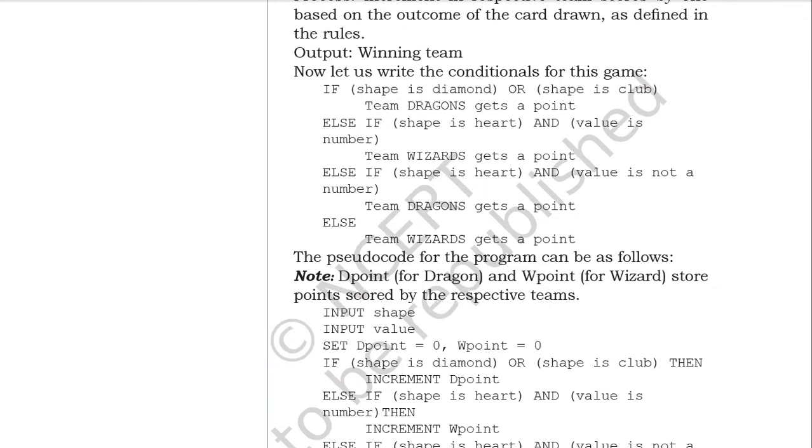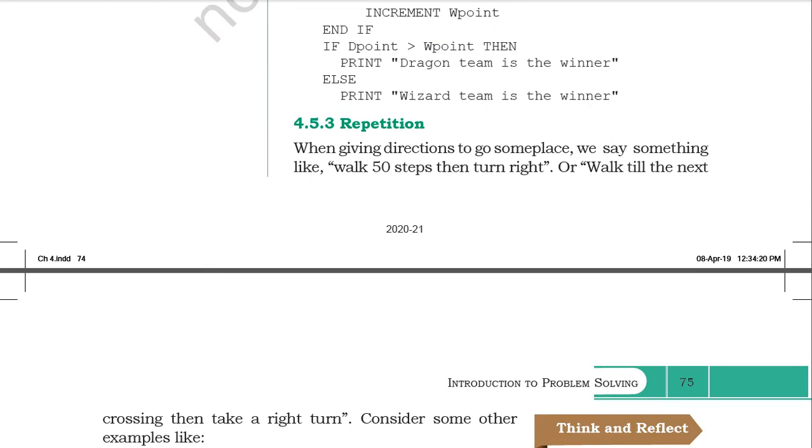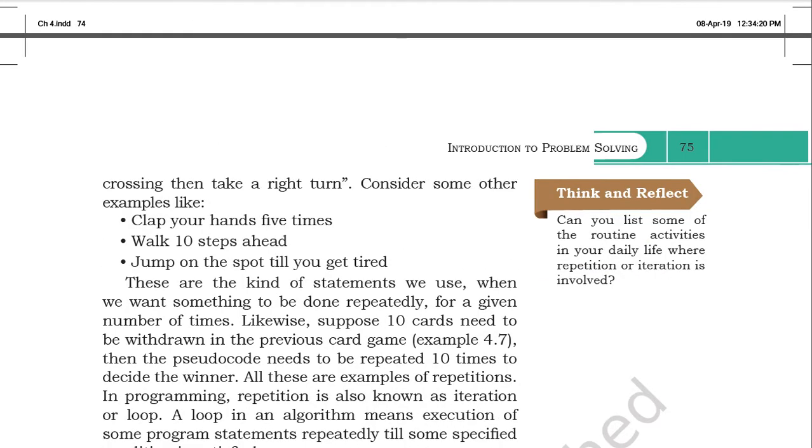Okay, repetition. Now the next thing is repetition when giving directions. This is the third point, repetition. When given directions to go someplace, we say something like walk 50 steps, then turn right, or walk till the next crossing, then take a right turn.